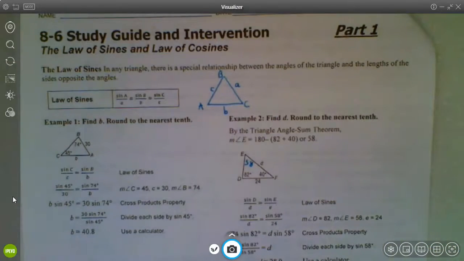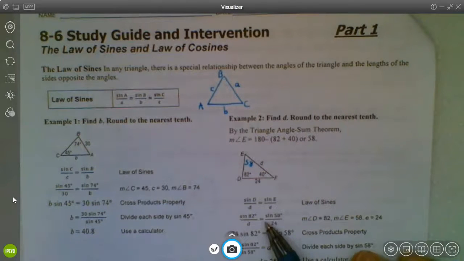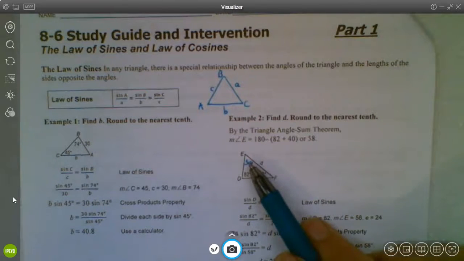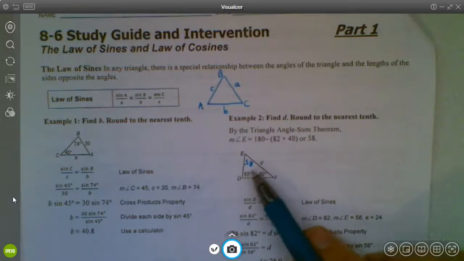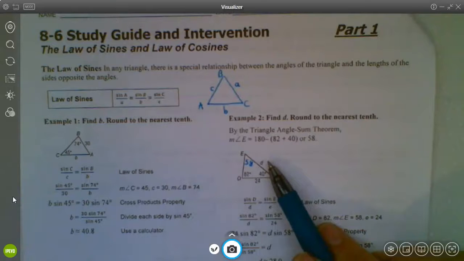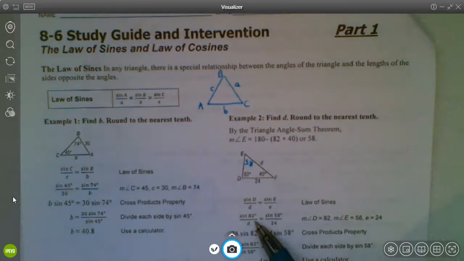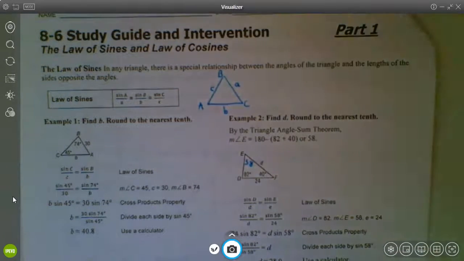Right, and now I would have enough information to set up my proportion just like they did here. So again, on one side of this, you're going to have one complete ratio. So here's the one that we know. So we could say sine 58 over 24. So there's our complete ratio. And then we're going to match that up with the one that we're solving for. So we're going to say sine 82 over d. And so there was their setup. And again, all they did was cross multiply and solve.